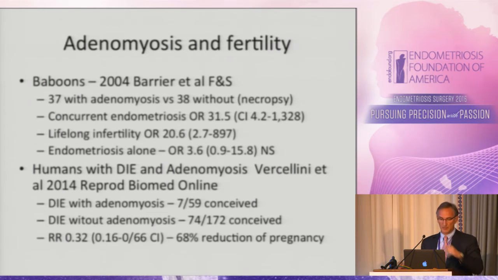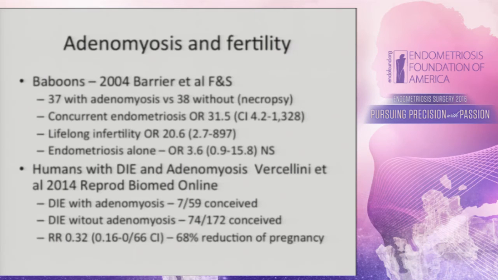If you go back and look at the baboon data from 2004, they looked at 37 baboons with adenomyosis, 38 without adenomyosis based on necropsy. The odds ratio that these baboons had endometriosis was 31.5. Lifelong infertility with adenomyosis, the odds ratio was 20.6. And if they only had endometriosis without adenomyosis, the odds ratio of infertility was only 3.6. So at least in the baboon model, the adenomyosis was much more important for creating infertility than the endometriosis by itself.